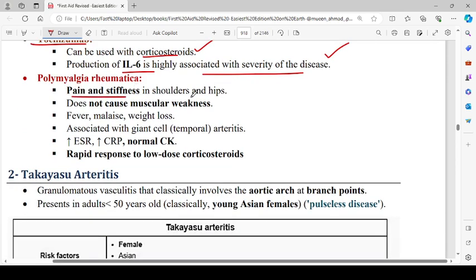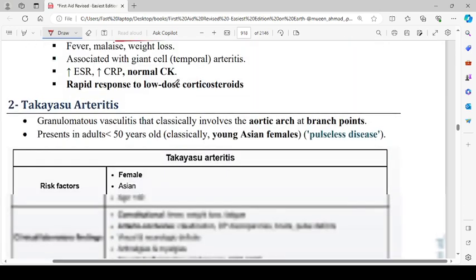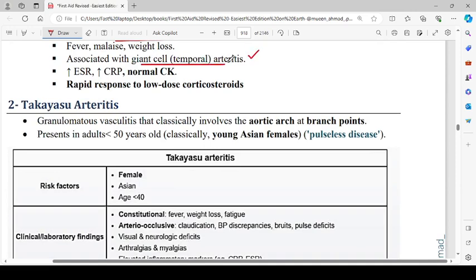Polymyalgia rheumatica: pain and stiffness in the shoulders and hips, and it does not cause muscular weakness. Fever, malaise, and weight loss are present, and it is associated with giant cell temporal arteritis. There is increased ESR, increased C-reactive protein, and normal creatine kinase, with rapid response to low dose glucocorticoids.